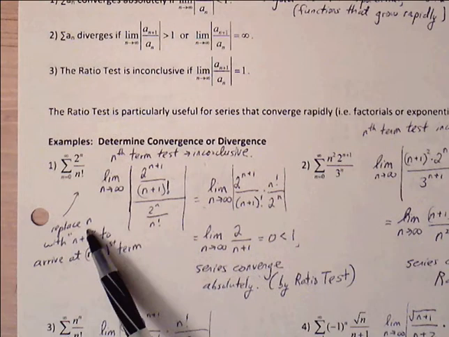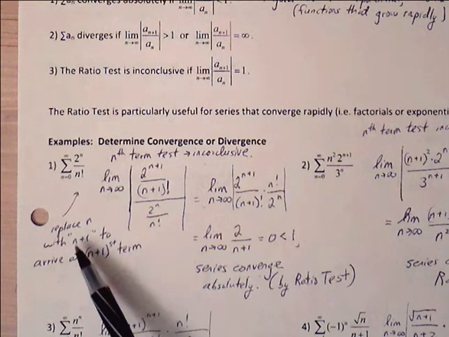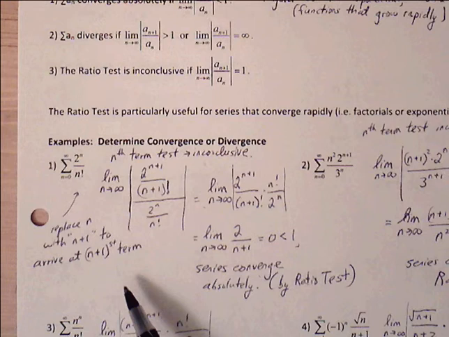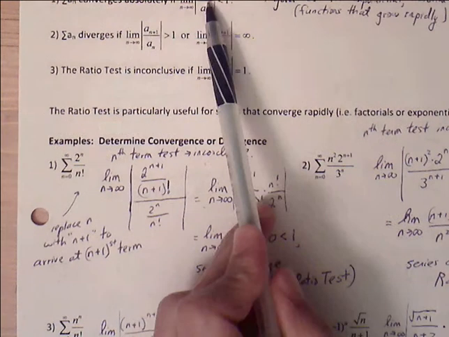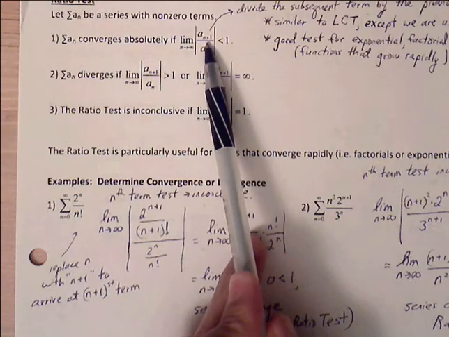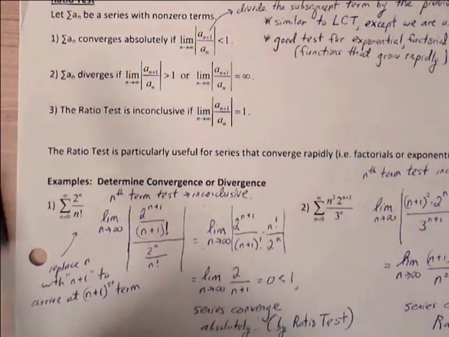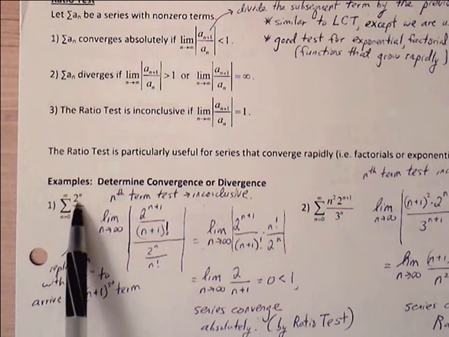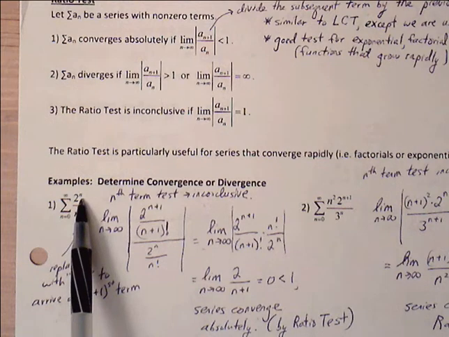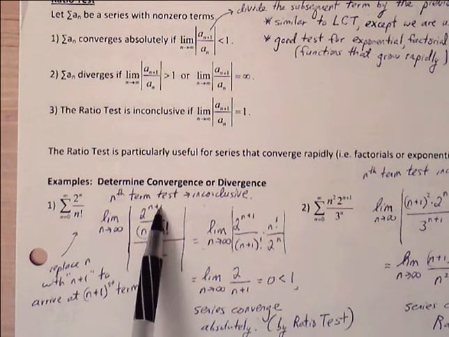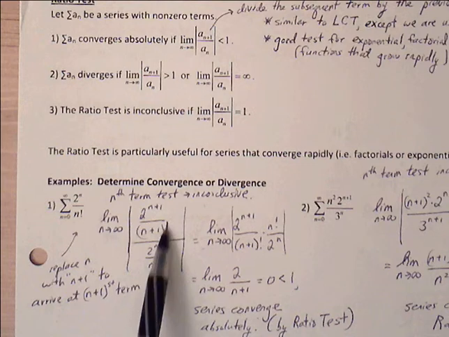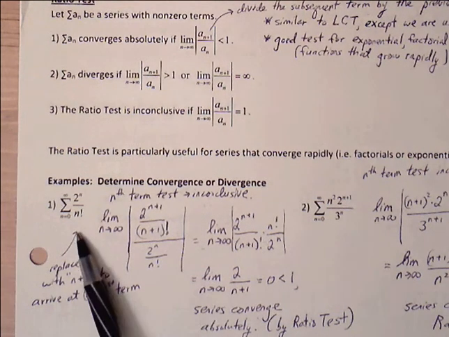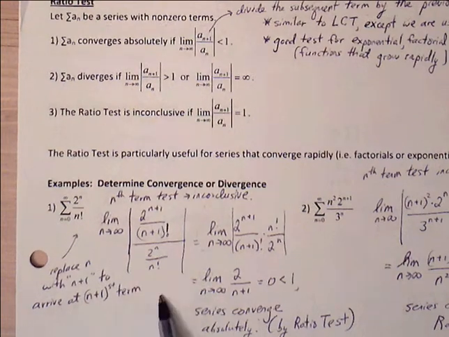So the way that we're going to use the ratio test is by replacing n with n plus 1 in order to arrive at the n plus first term, or the next term in the series. So this becomes 2 to the n plus 1 over n plus 1 factorial. That's the next term, divided by the current term, which is given here, 2 to the n over n factorial.